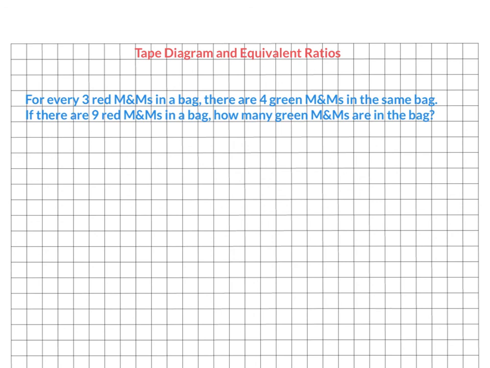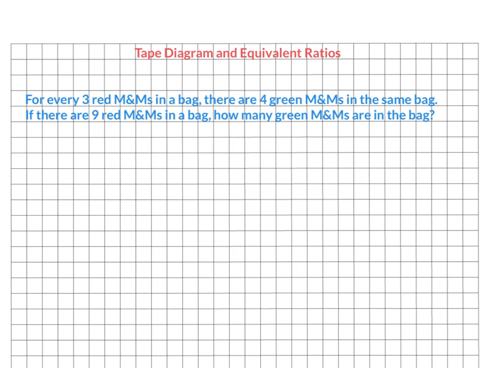Thank you. So now we're going to do a few reads of the problem. For every 3 red M&Ms in a bag, there are 4 green M&Ms in the same bag. If there are 9 red M&Ms in a bag, how many green M&Ms are in the bag? First, when we read the problem, we don't really focus on numbers or anything. We just want to have an idea what the problem is about. So the problem is about M&Ms, in particular red and green M&Ms being in the same bag.